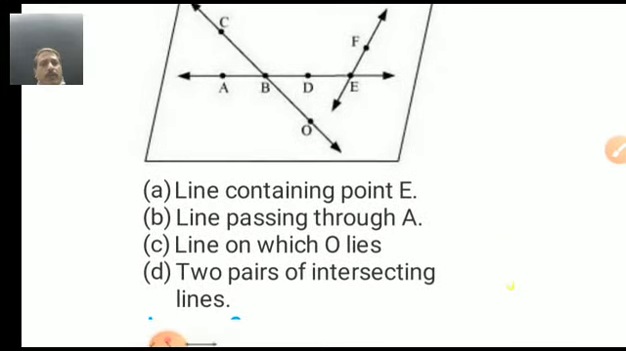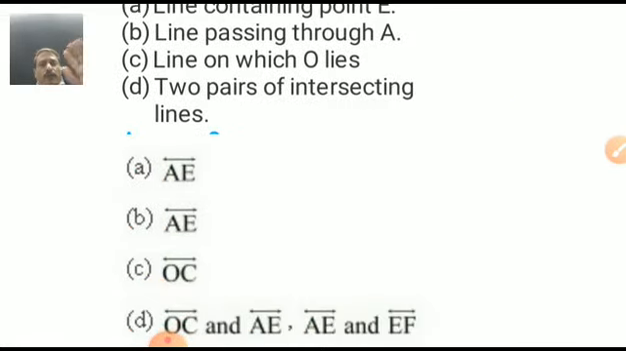Is it or not? OB is also a correct answer. So don't worry about the confusion. Some students are writing OB. It is also correct because the point is lying on the same line. Last question: two pairs of intersecting lines.